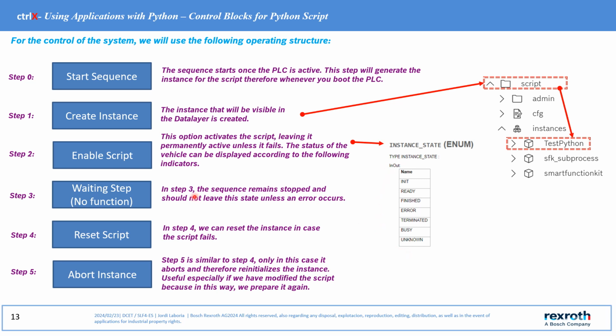Step 3 is just a waiting step in which the sequence shall remain alone as there is no error. Step 4 activates the script reset module in case of failure. Step 5 allows us to perform an abort in the event that it is necessary to reload the script after a modification in it, or simply if we want to reactivate it.